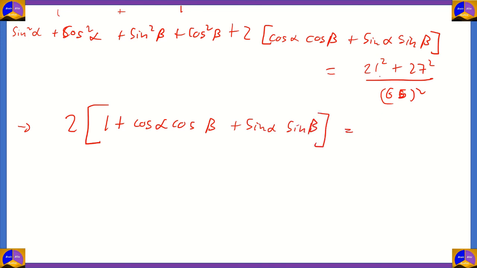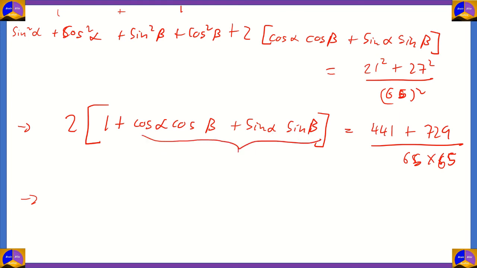And on the right hand side, 21 squared is 441 plus 27 squared is 729 divided by 65 times 65. We won't necessarily calculate 65 squared because we have another trick up our sleeve. So now we know cos alpha cos beta plus sine alpha sine beta is the right hand side for the trigonometric expression cos alpha minus beta.